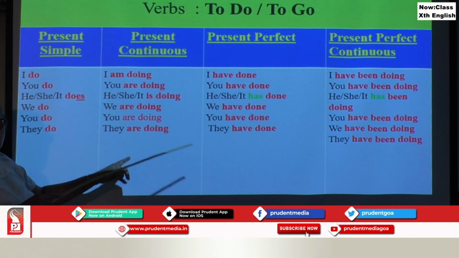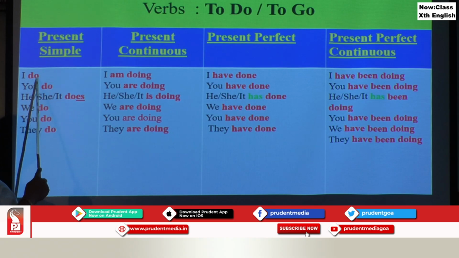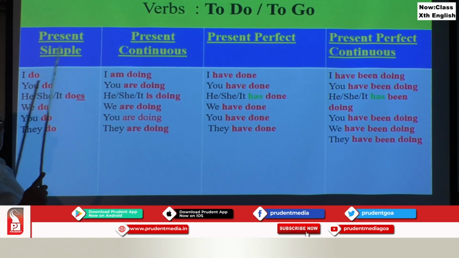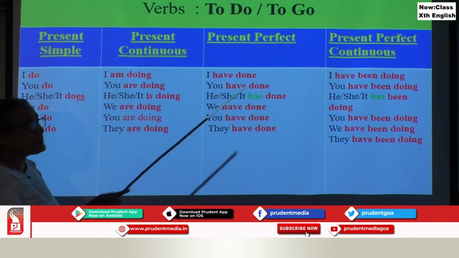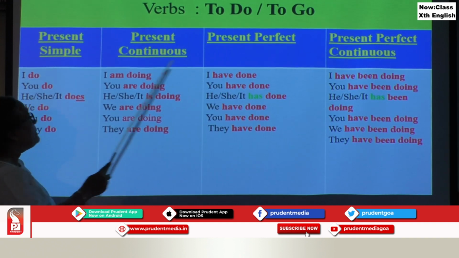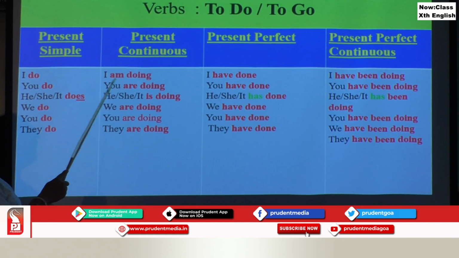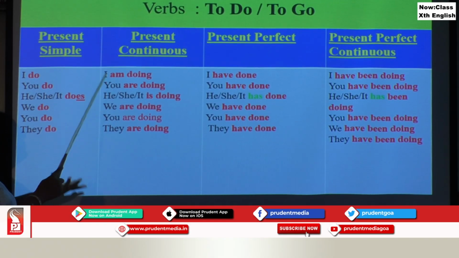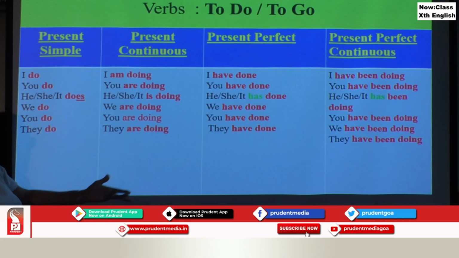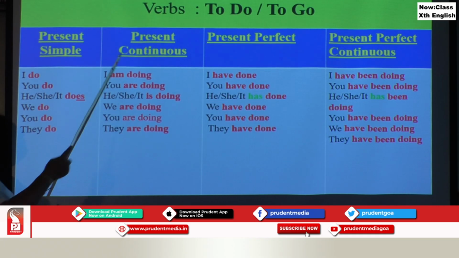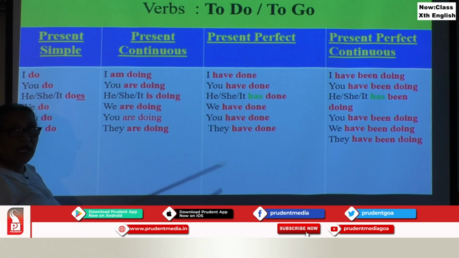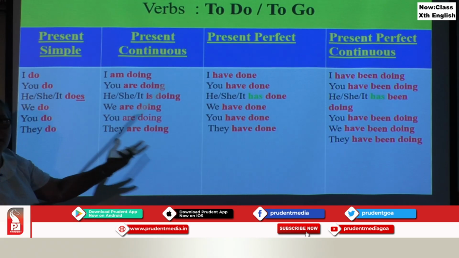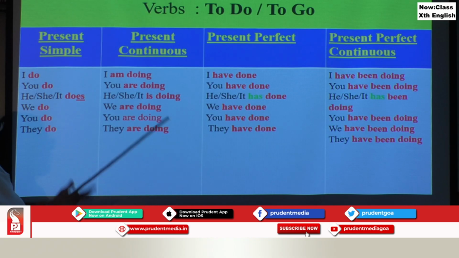This is again an irregular verb. So past of do will change to did. Past participle will be done. So present continuous will be I am doing, you are doing, he, she is doing. Past continuous will be I was doing, you were doing, he, she, it was doing, we were doing, you were doing, they were doing. Future continuous will be I shall be doing, you will be doing.